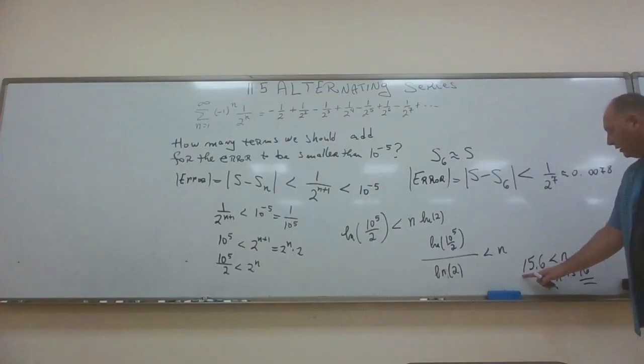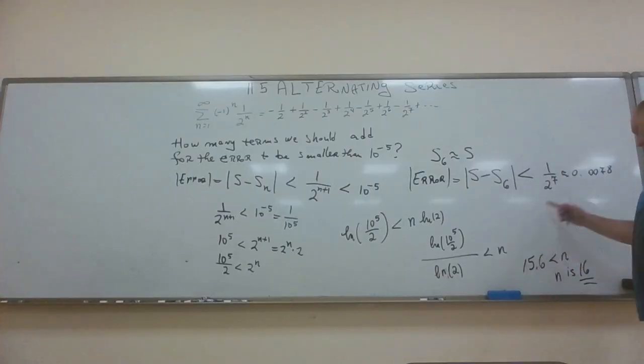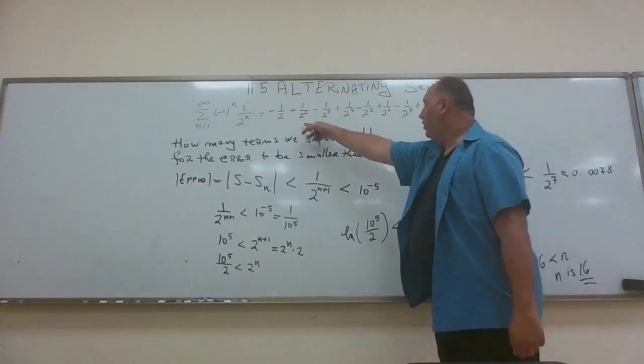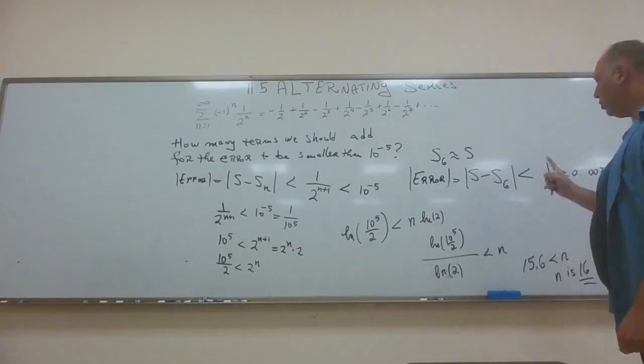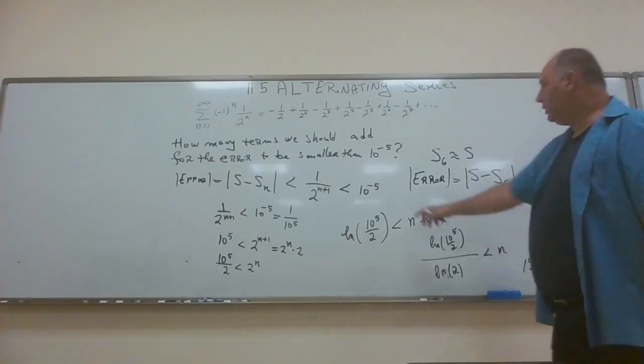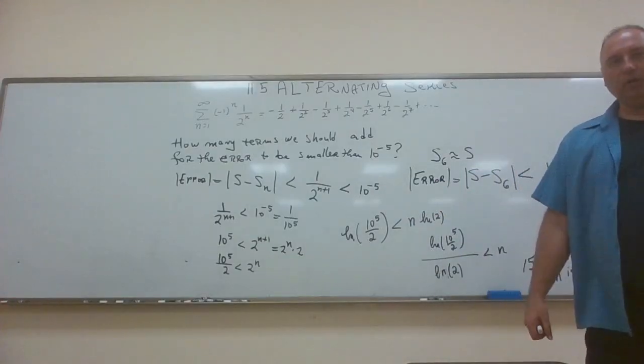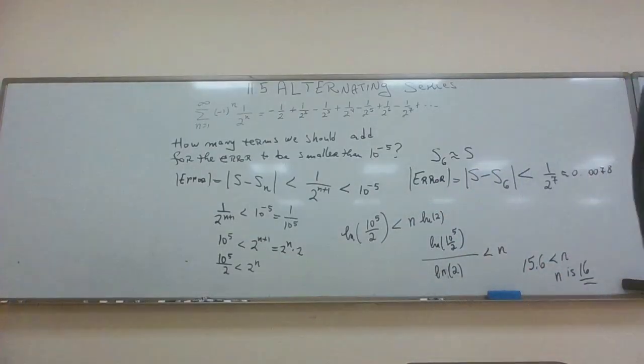So even if I had here 15.002, I would take 16. So you always take the next whole number. So n needs to be at least 16, which means I should add the first 16 terms together in order for the approximation to guarantee that the error is smaller than 10 to the power minus 5. So that's very straightforward. It's a little bit of work, but it's quite simple.